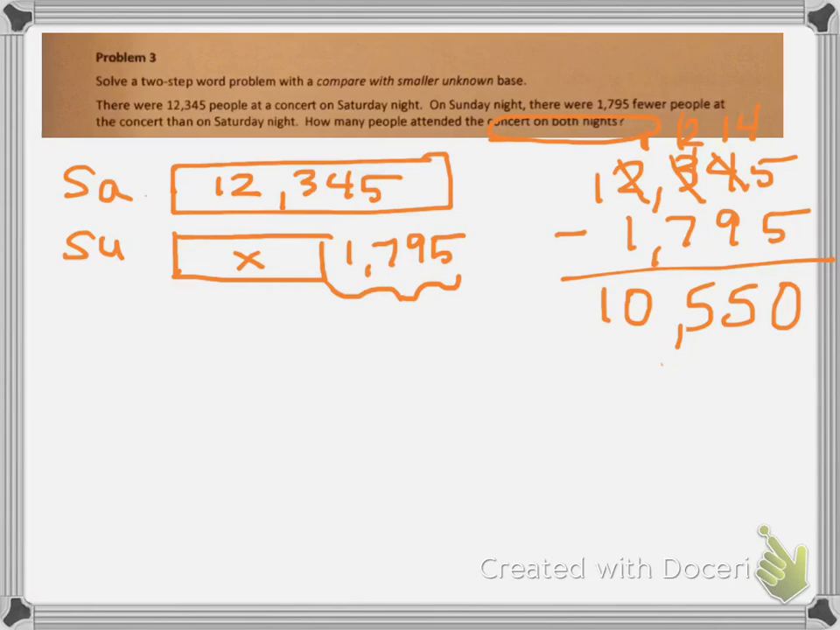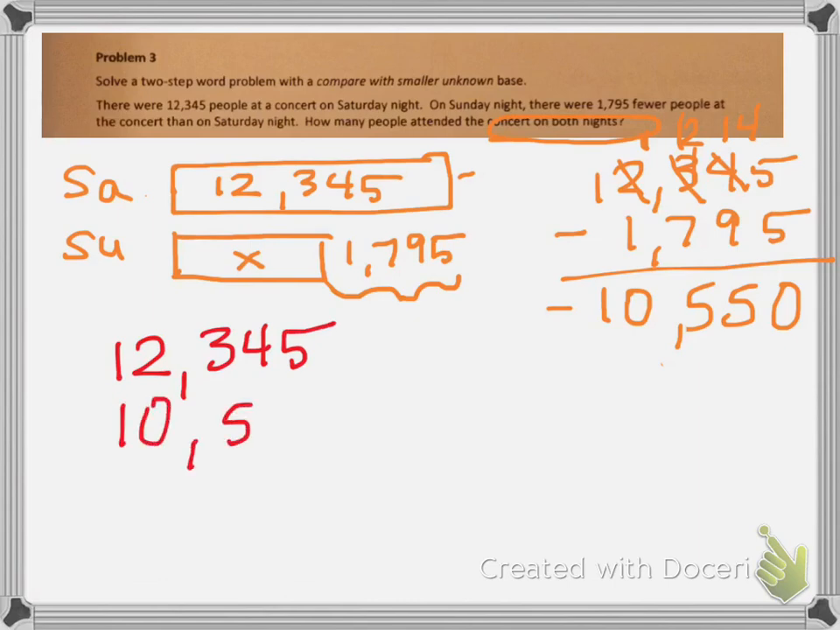Now we know Saturday and we know Sunday. So now we can add those two numbers together. 12,345 people on Saturday. 10,550 people on Sunday. Okay, I'm going to erase that because I don't want to minus that. Okay, I'm going to add those together.